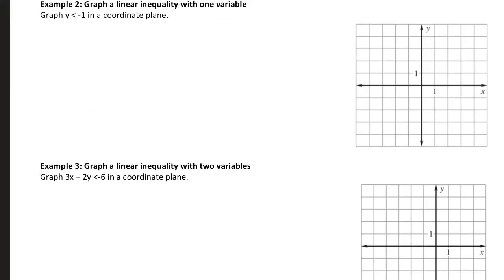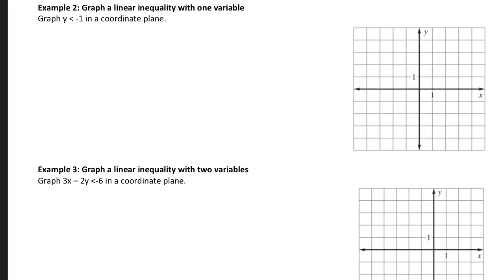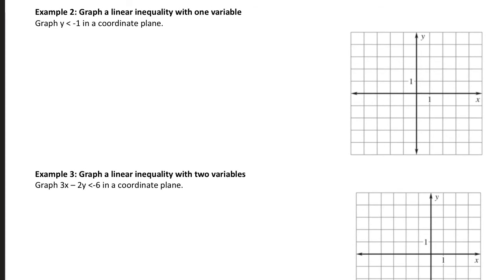In example 2, I say graph this linear inequality with one variable. So the first thing I see is it's less than, so that we know that's going to be a dashed line. That's the first thing. And this is remembering back from when we graphed linear equations. This is going to be a dashed line at y equals -1. That's a horizontal line at y equals -1. So I'm going to draw a horizontal dashed line at y equals -1.